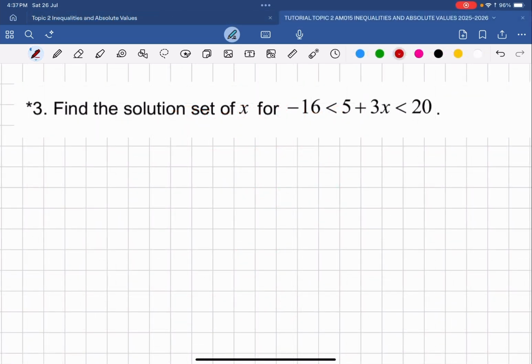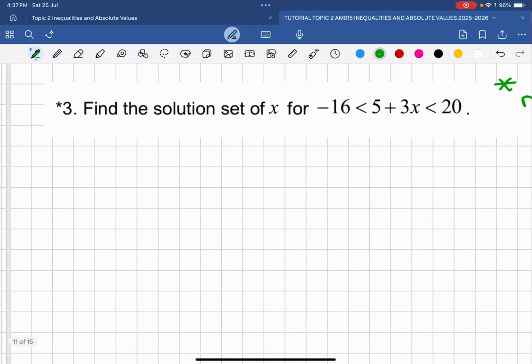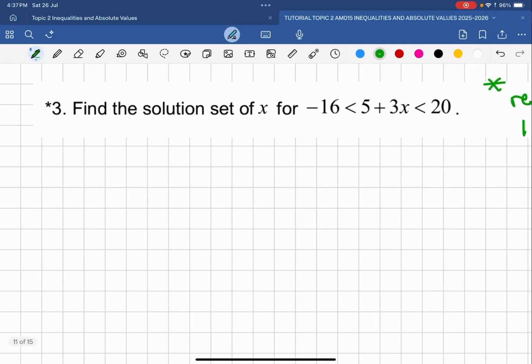You may refer to this one, same thing, question 1F. I'm going to use the first method because there's only x in the middle. So let's copy down the question first.